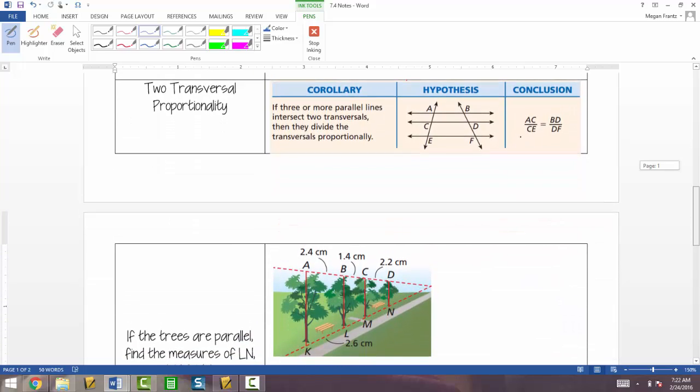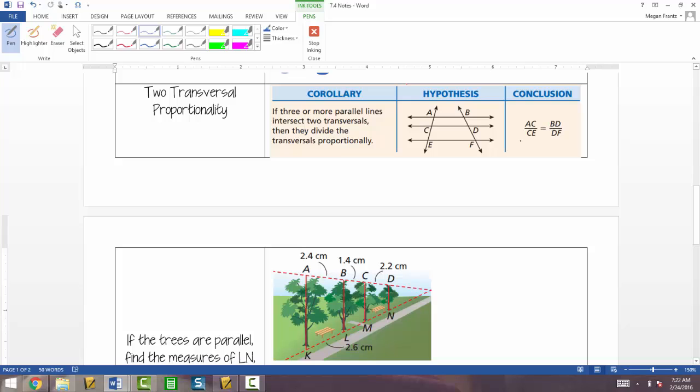Alright, here's another theorem, postulate, corollary, whatever you want to call it, and a new problem. So this says if 3 or more parallel lines intersect 2 transversals, then they divide the transversals proportionally. So if you have a lot of things that are parallel, then these things here have to be proportional. So AC divided by CE has to be the same as BD divided by DF.